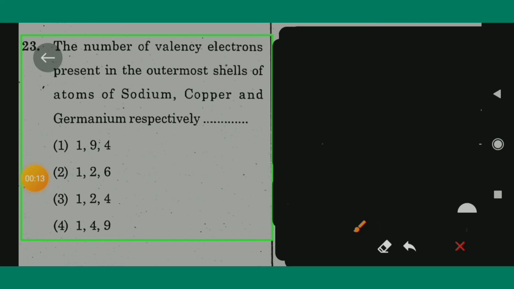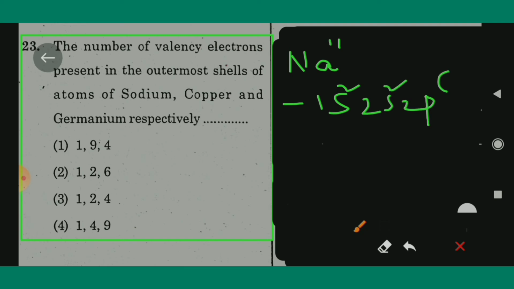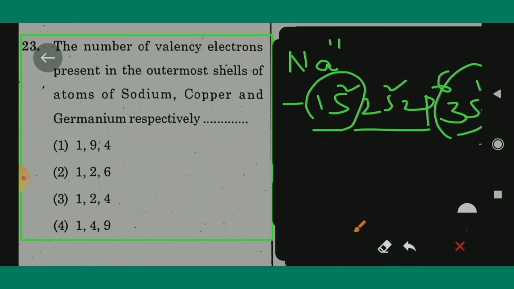So if you write the electronic configuration of sodium, the atomic number of sodium is 11, and the electronic configuration is 1s2, 2s2, 2p6, and 3s1. So for the number of valency electrons, this is the first orbit, this is the second orbit, and this is the third orbit. So this is the valency orbit, and the valency electrons are 1. So for sodium, the number of valency electrons is 1.